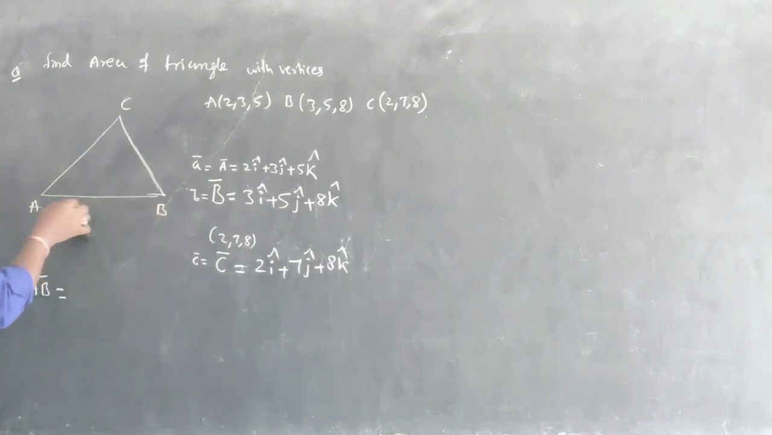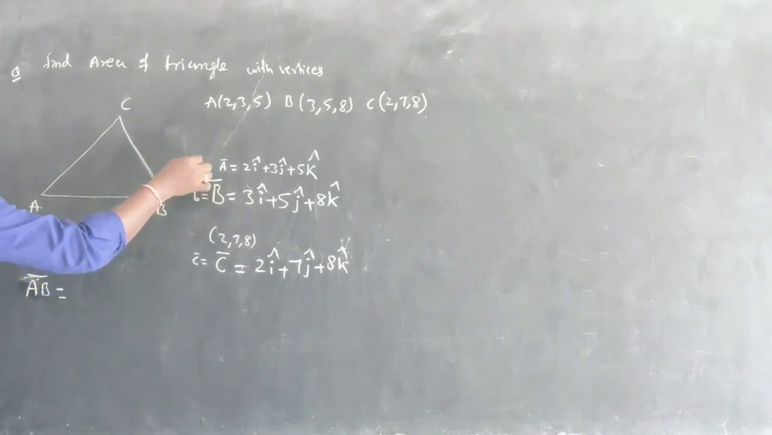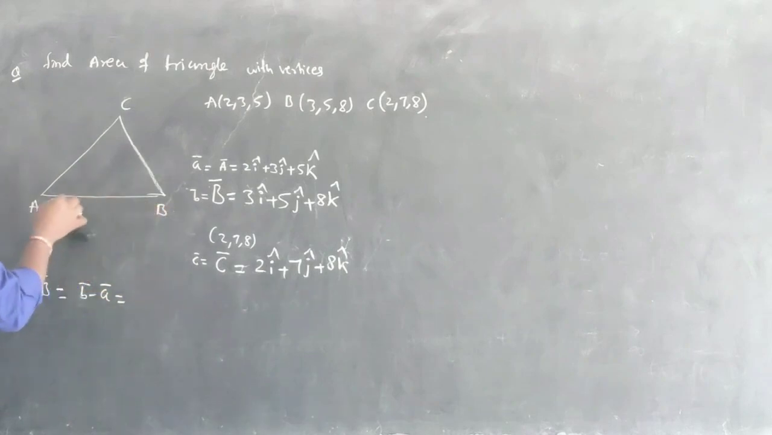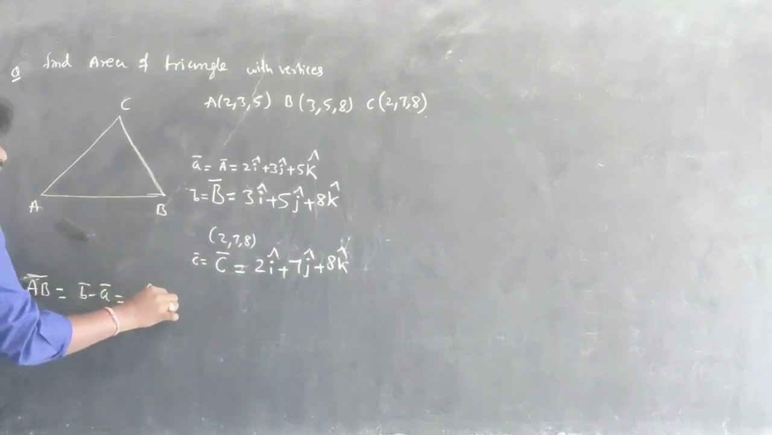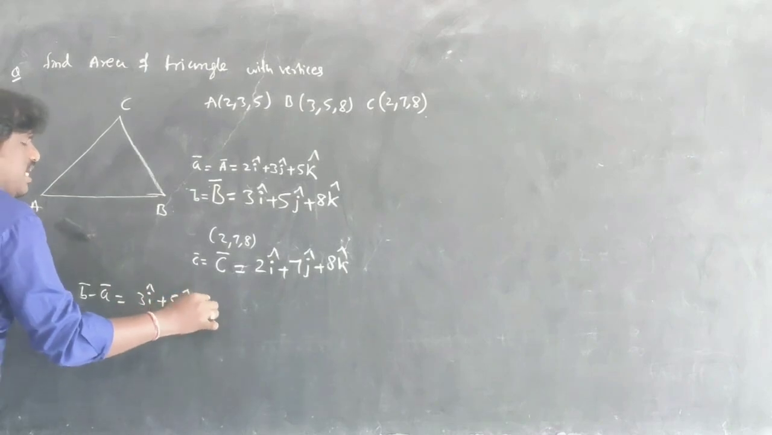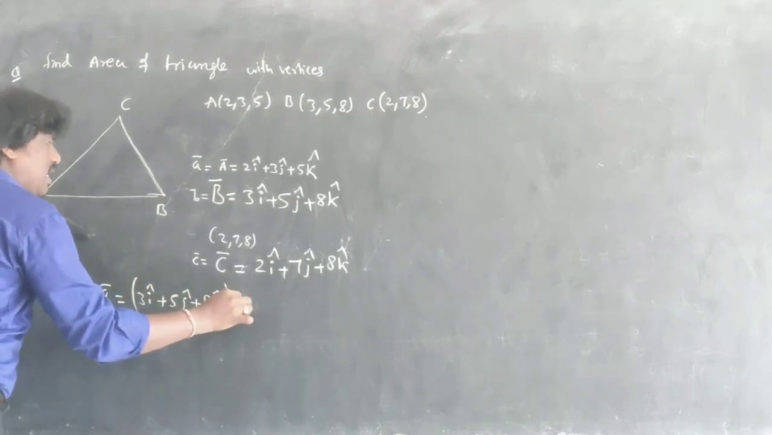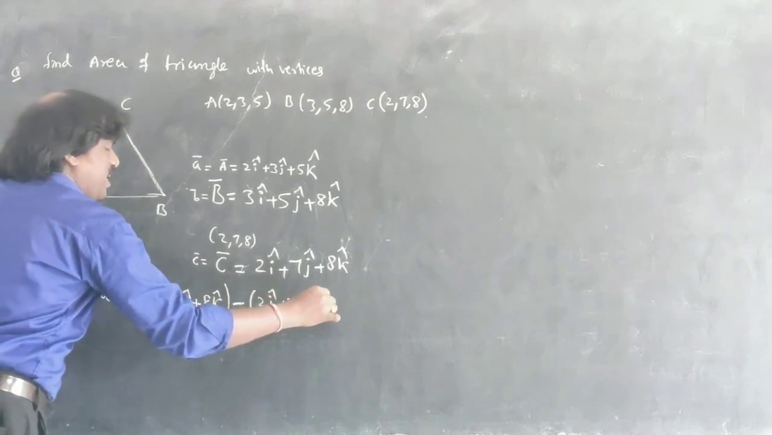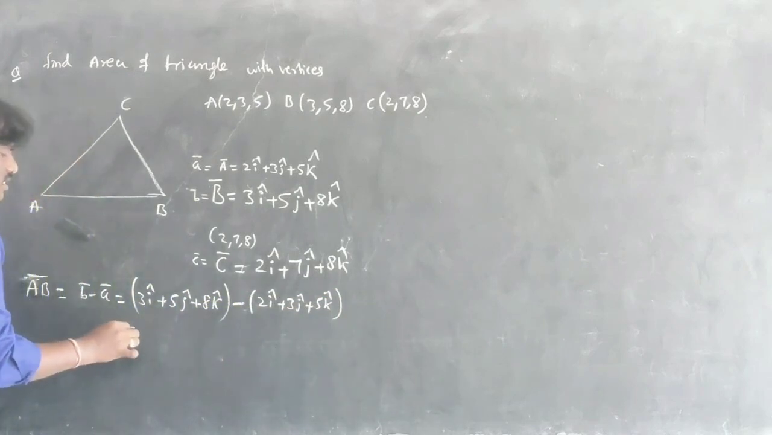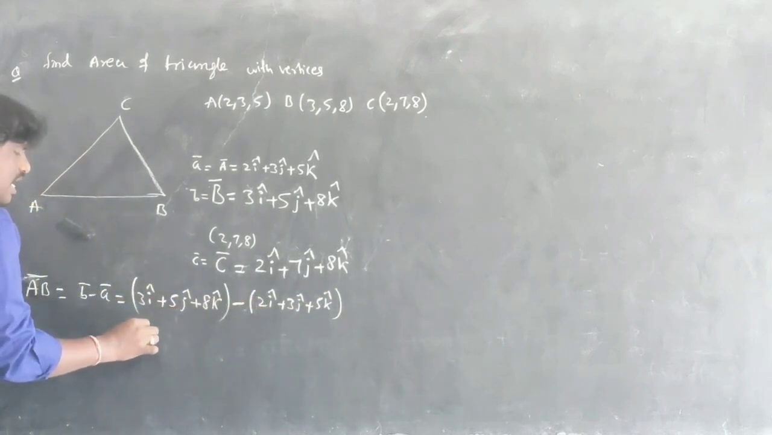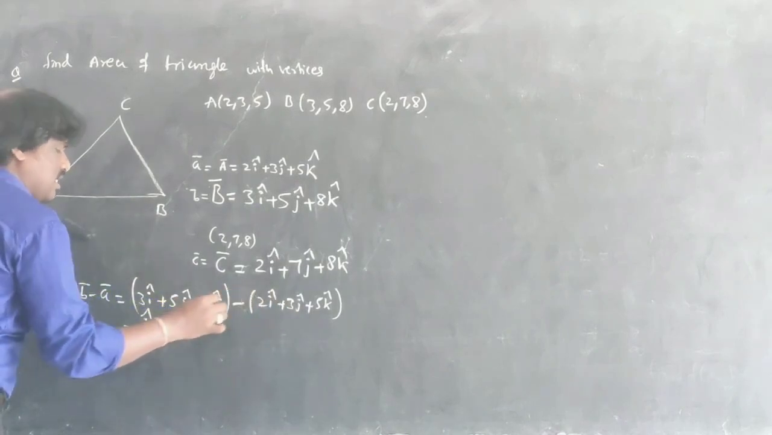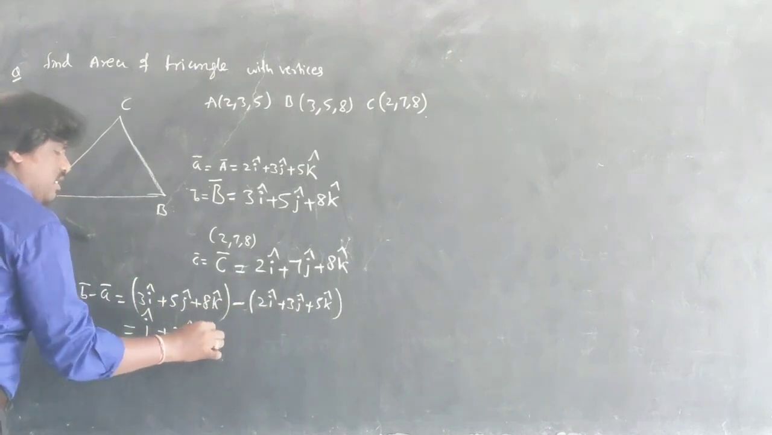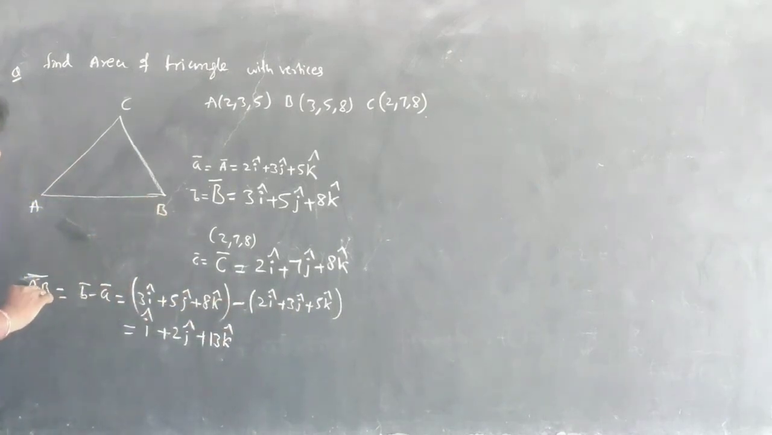Otherwise you can do one more thing. AB vector will be B vector minus A vector. That is 3i cap plus 5j cap plus 8k cap minus the A vector, which is 2i cap plus 3j cap plus 5k cap. Then 3 minus 2 is 1i cap, 5 minus 3 is 2j cap, 8 plus 5 is 13k cap. I can write like this.